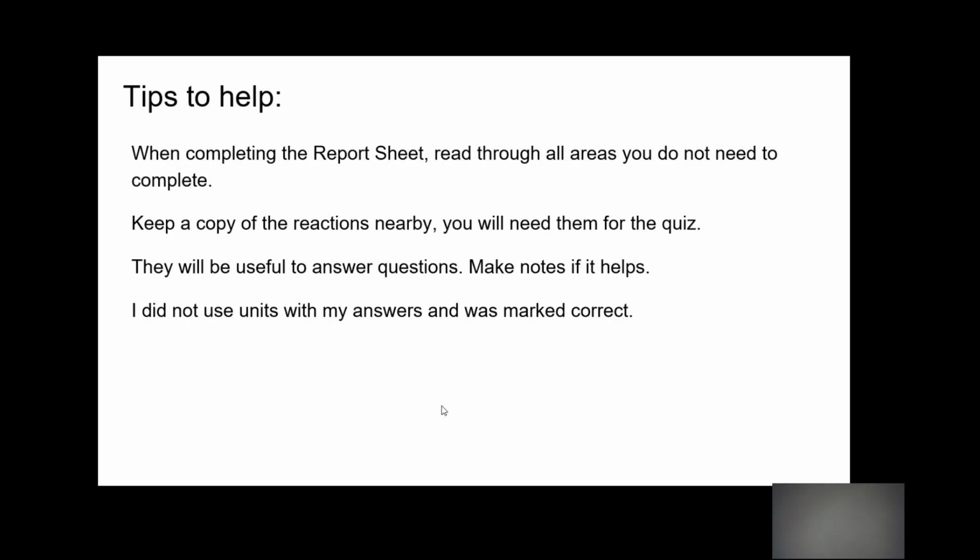And I did not use units. I know that's one thing you guys have asked about. I did not use units in my answers, and I never do, and I always mark it right. So, just to put that out there, I don't know if the rest of them are. This one is asking for a calculation, and I did not put units. I made a point to check that.